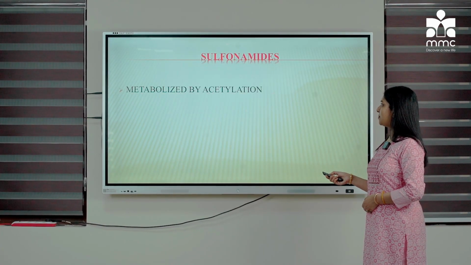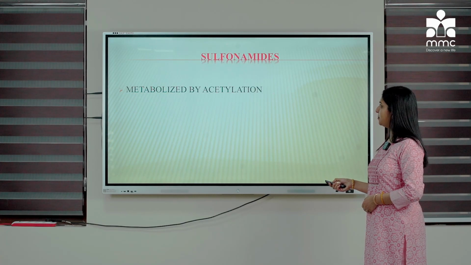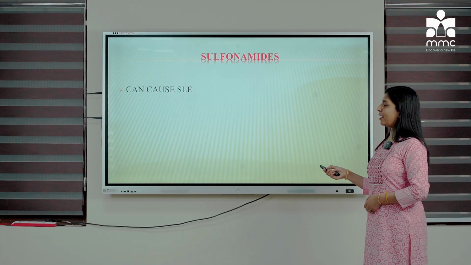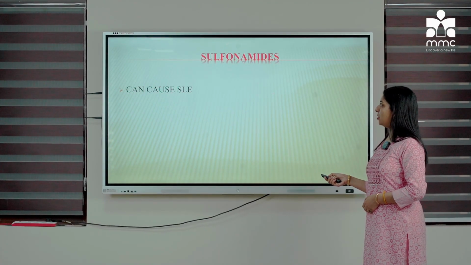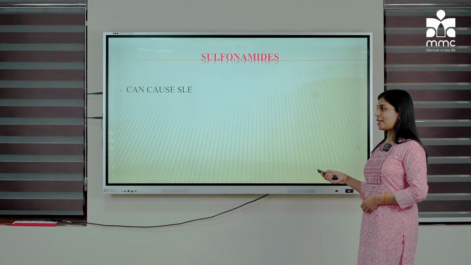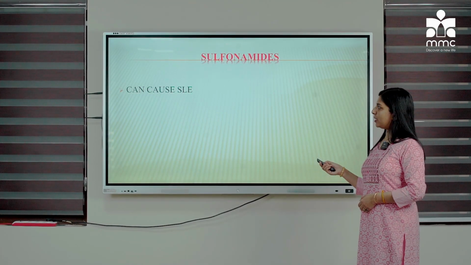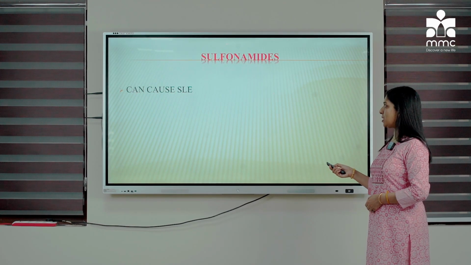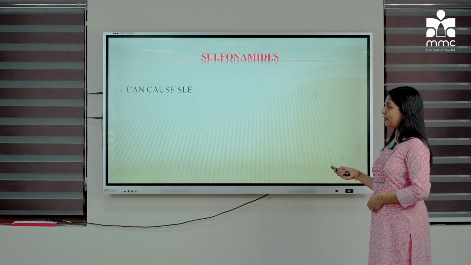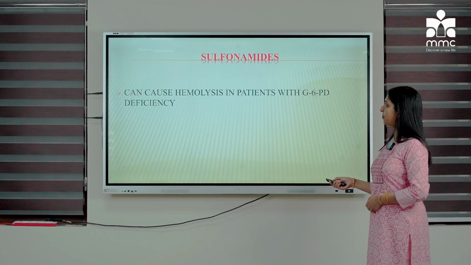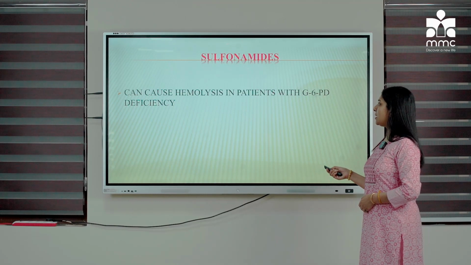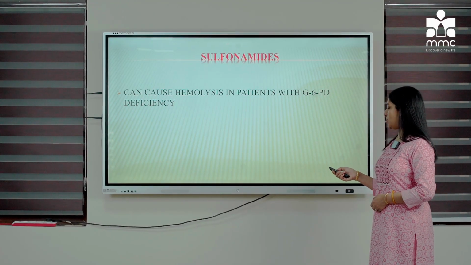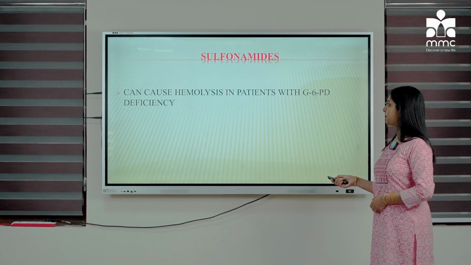Then it is metabolized by acetylation. It can cause SLE. You know SLE is an autoimmune condition, but some antibiotics can precipitate SLE, such as sulfa drugs especially. It can also cause hemolysis in patients with G6PD deficiency.